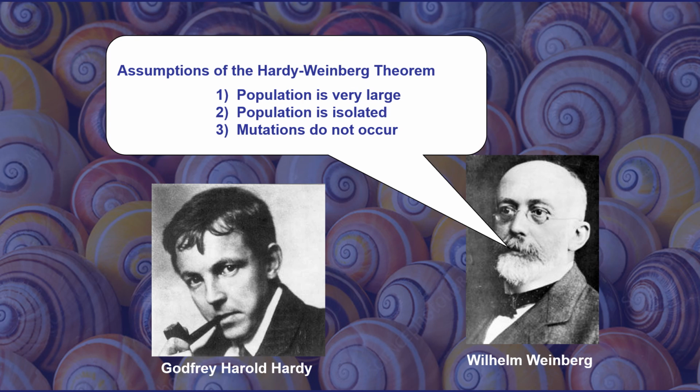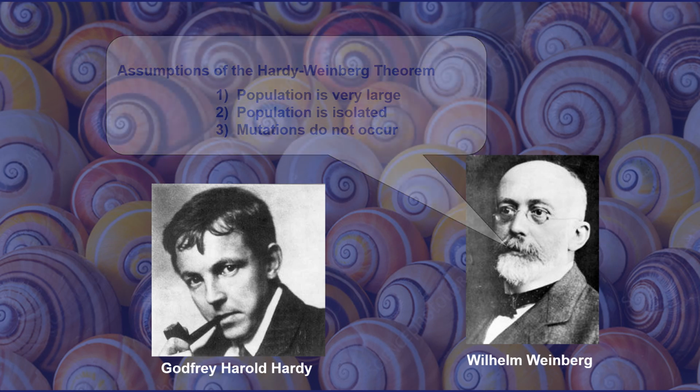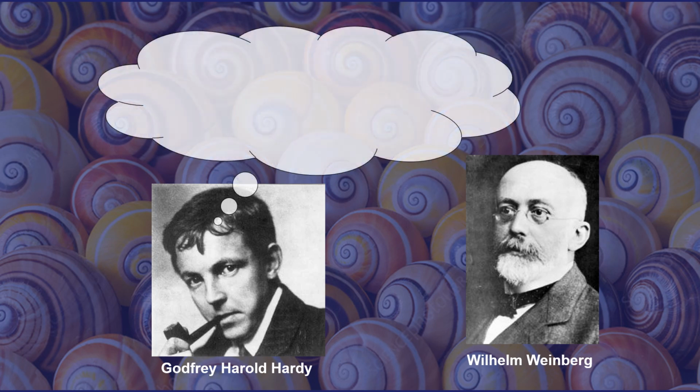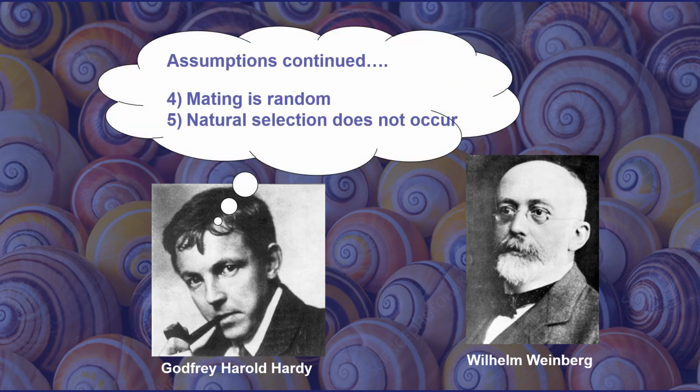Mutations can't occur. Mutations create new alleles. Also, the mating is random. There's no sexual selection going on, and there's no natural selection. This doesn't describe any natural wild population.